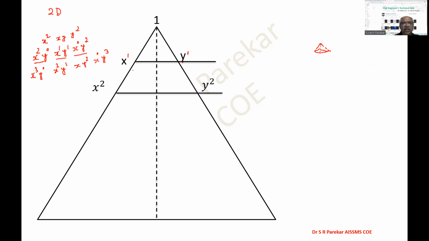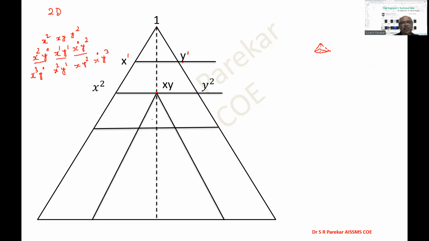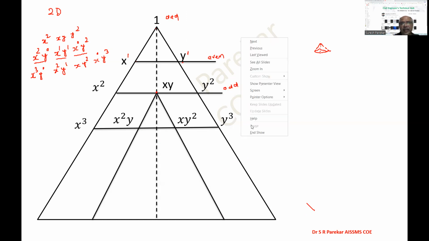So now you can see this. Here we have a middle term also. When we talk about x square y, alternately we have a middle term in this one. If I go to x cube, then I do not have a middle term, I have 4 terms. So alternately we have odd, even. First we have odd terms. If I go to the second, then I have even terms. So I have this as odd, then even, then again odd, even, likewise we have these terms.